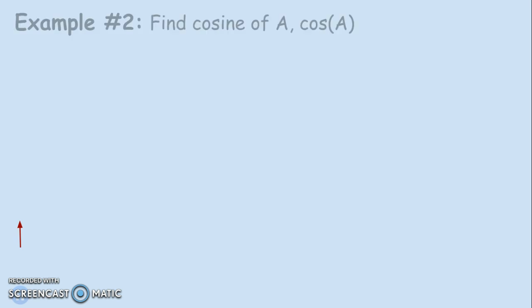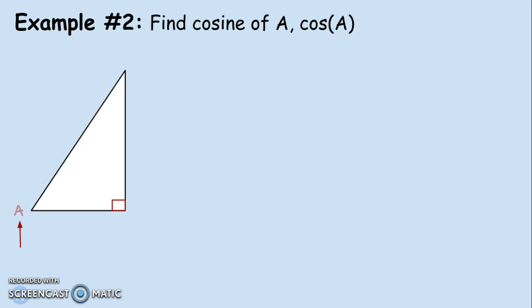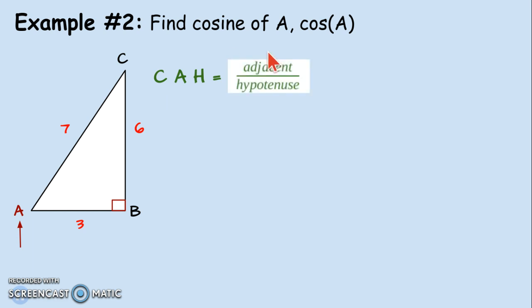And now we have example number 2. Find cosine of A, or cos of A, in triangle ABC. This triangle has side lengths of 3, 7, and 6, and we are trying to find the cosine of A. Our second part of the mnemonic device was CA. C stands for cosine, and cosine was equal to adjacent over hypotenuse, the length adjacent to A and our hypotenuse of this triangle.